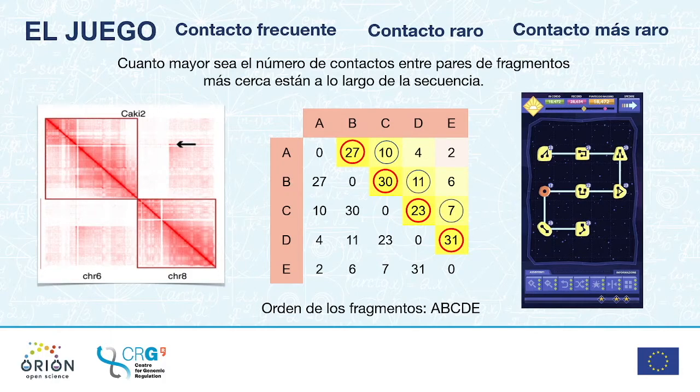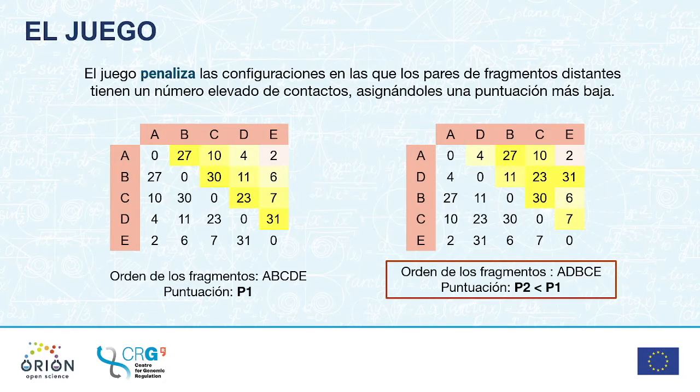This property of Hi-C matrices allows us to define a criterion that we can use to measure the goodness of the sequence reconstruction, and thus to associate a score to each configuration that in the game will be shown here. The game, in fact, penalizes configurations in which pairs of distant fragments have a high number of contacts, assigning them a lower score, as shown in these two examples.